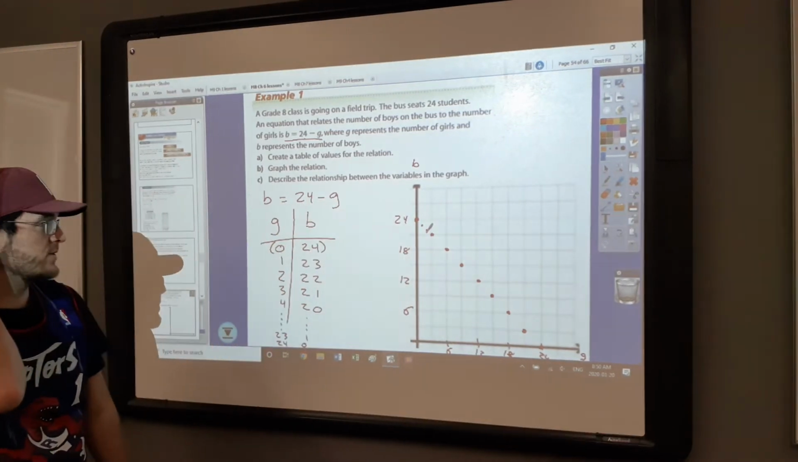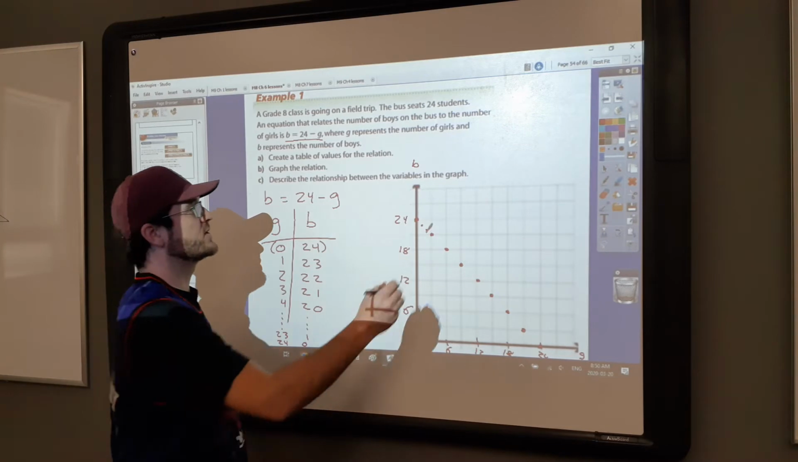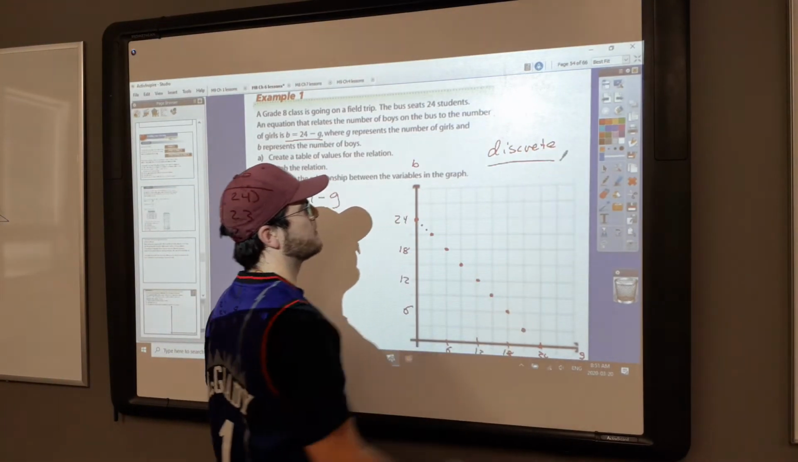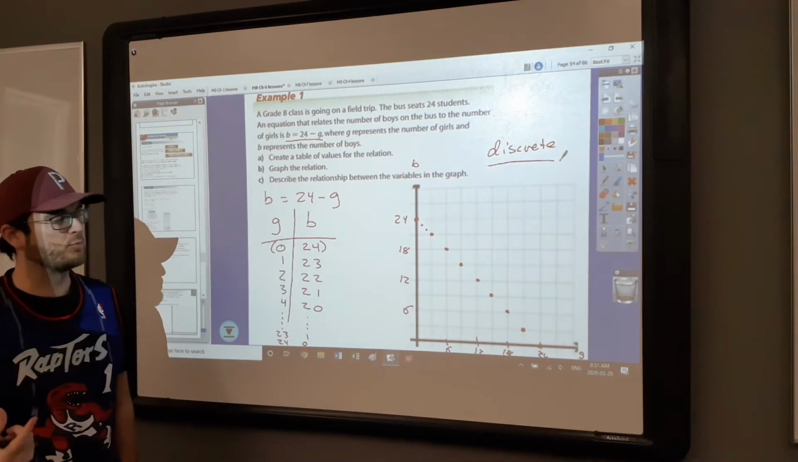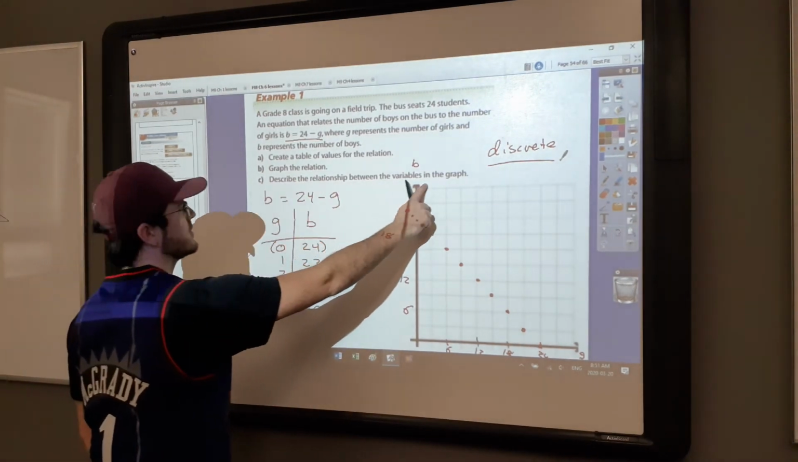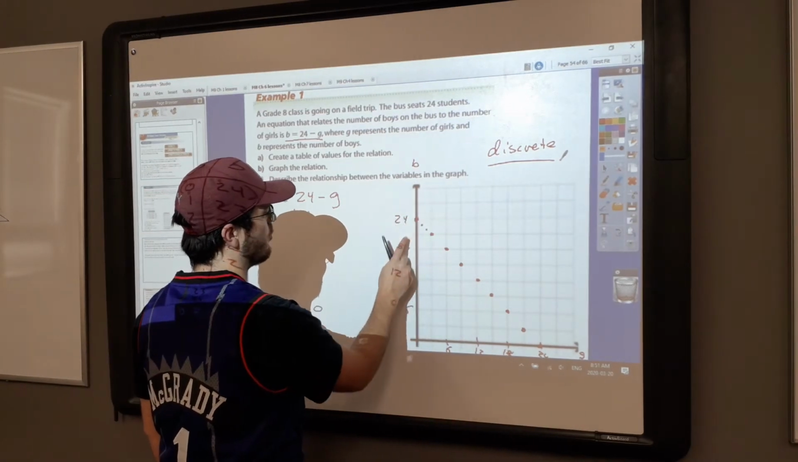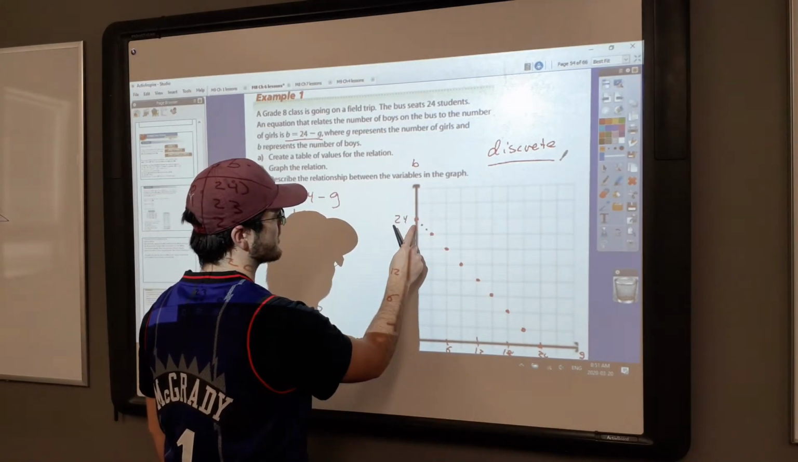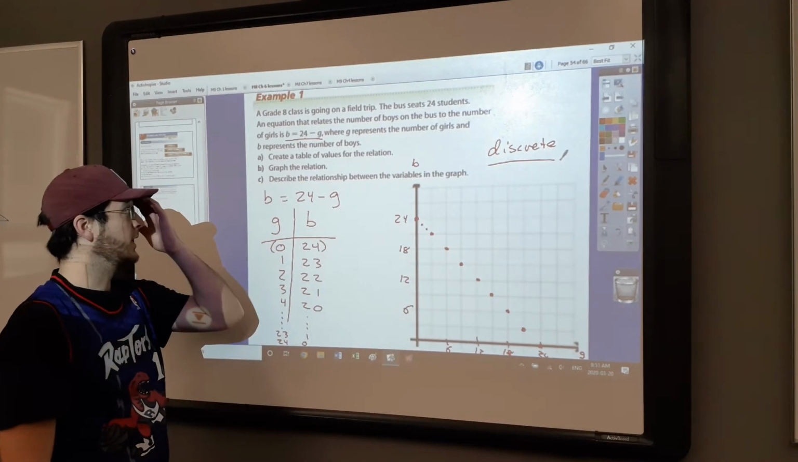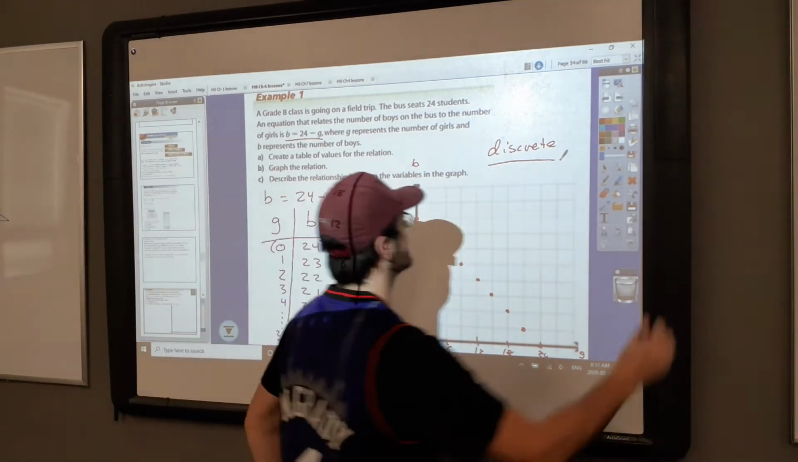So talking about discrete versus continuous, this would be a discrete situation because we can only have whole numbers of boys and girls. We can't have 1.23 girls or something like that. Okay, so describing the relationship between the variables in the graph. For every 1 that the boys go down, the girls go up 1. Okay, so basically there's that relationship there. Okay, discrete situation in this case.